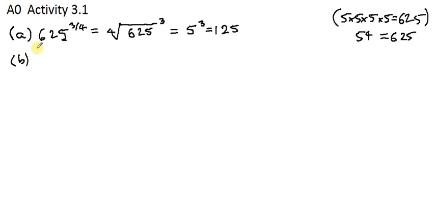Part B, 78 over 98. There's nothing very obvious that will cancel here, so we might as well go straight to the calculator. We're asked to show the result of this to 6 decimal places. So if I use my calculator to work out 78 divided by 98, I get 0.795918367.